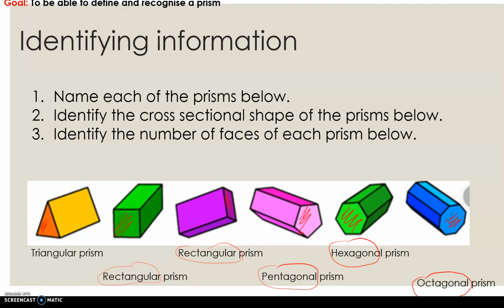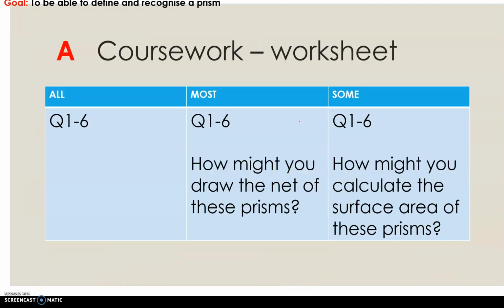So if you're asked to identify the cross-sectional shape, then basically the cross-section means what does the base look like. Every time I make a cut, my base is going to be the same, and in this case the cross-sectional shape would be a hexagon. So that's what it's referring to when it says cross-sectional shape.